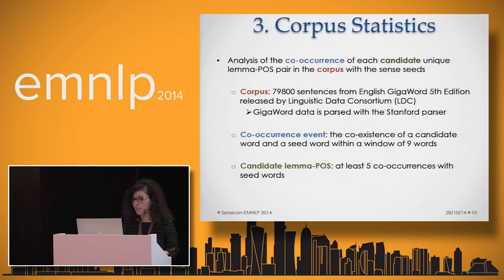In the last step, we analyze the co-occurrence of each candidate unique lemma-post pair in the corpus with the seed set. In this definition, our corpus is a subset of English Gigaword 5th edition released by LDC, and it includes 79,800 sentences. A co-occurrence event is the coexistence of a candidate word and a seed word within a window of 9 words, which means 4 words before and 4 words after the candidate word. And a candidate lemma-post is a lemma from the corpus which has at least 5 co-occurrences with seed words.